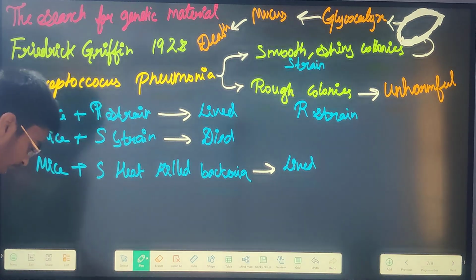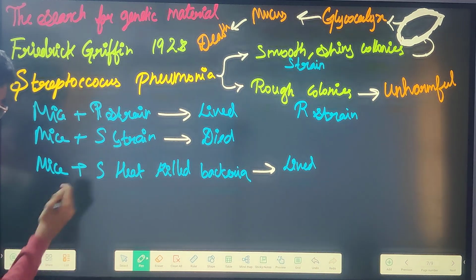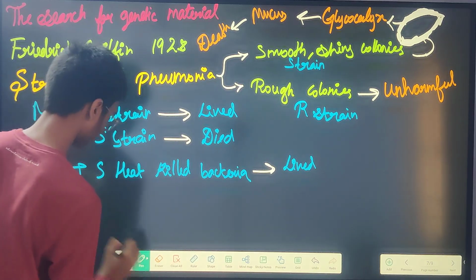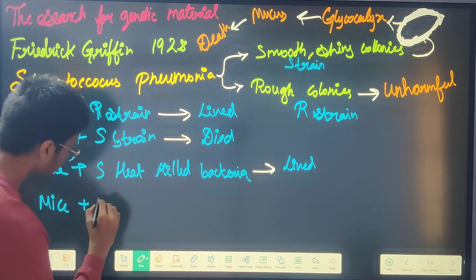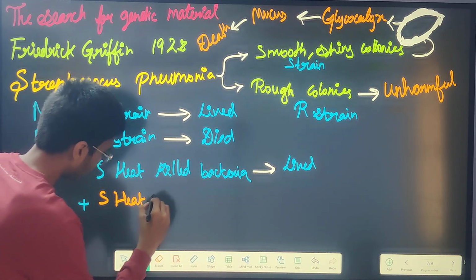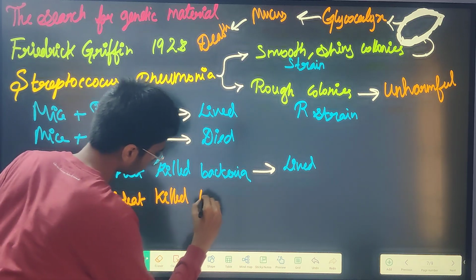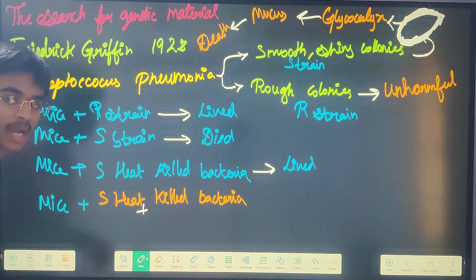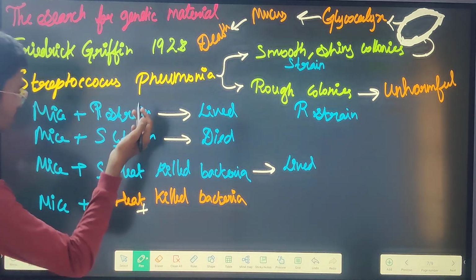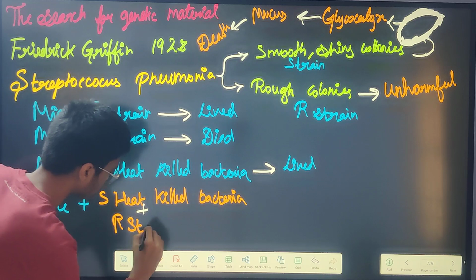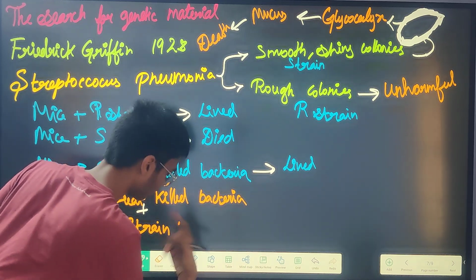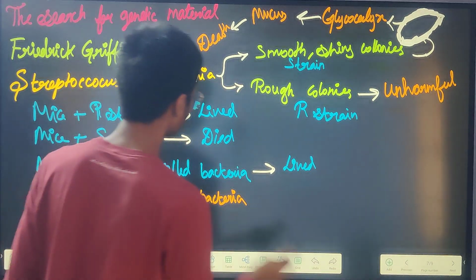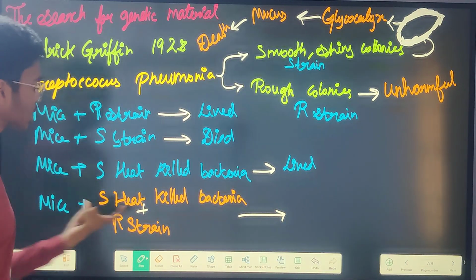Now what he did is, he injected mice, and along with these mice he had taken heat killed bacteria and also added R strain bacteria. R strain alive. This bacteria is alive, he did not kill it. Then later, from this there will be the genetic material.